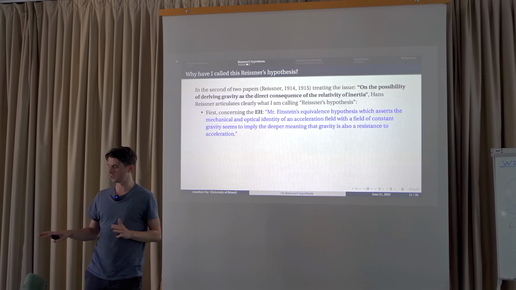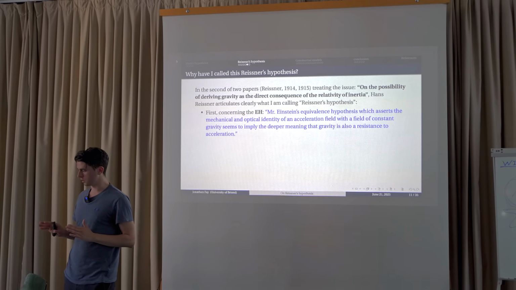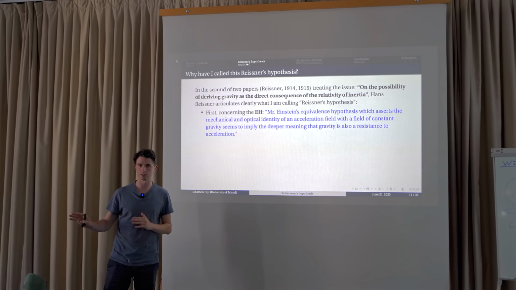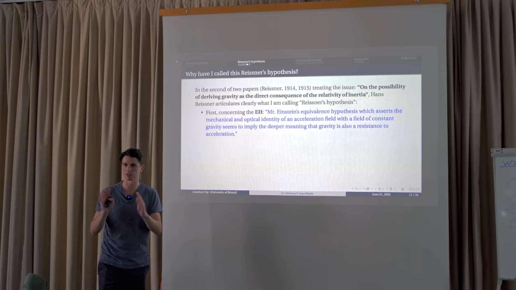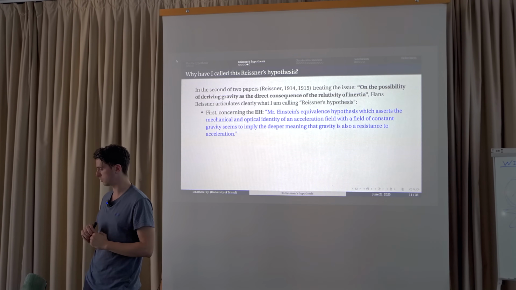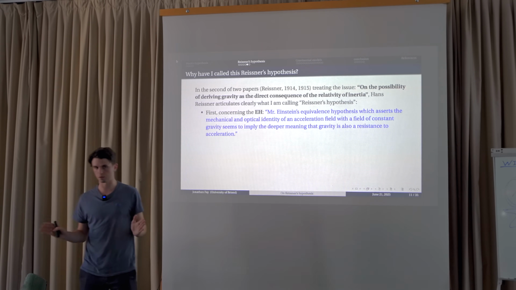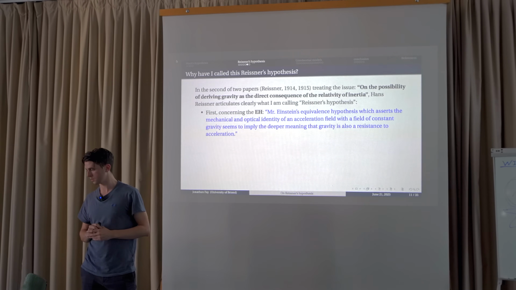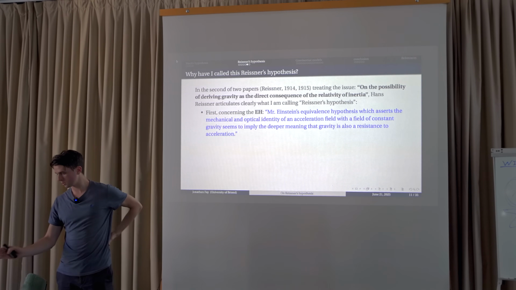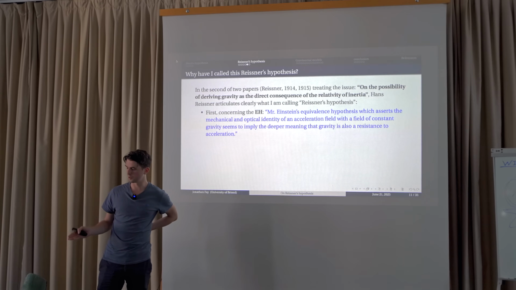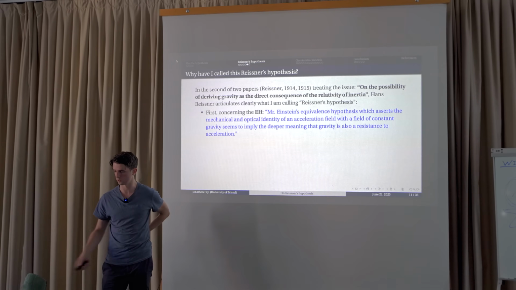First, this comes from a critique of Einstein's equivalence principle approach to gravity. In the first paper, actually, he's criticizing Einstein's equivalence principle, and he sees nothing of use in it because Einstein was claiming that the equivalence principle relativizes motion to accelerations, which is not correct. Reissner correctly saw that there was something wrong there, but then he realizes that Einstein's equivalence principle has something valuable hidden in it. And he calls it the equivalence hypothesis, which I was very happy about. Which asserts the mechanical optical identity of an acceleration field with a field of constant gravity, and seems to imply the deeper meaning that gravity is also a resistance to acceleration.